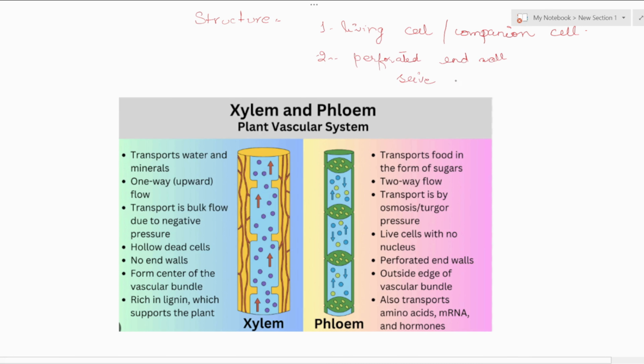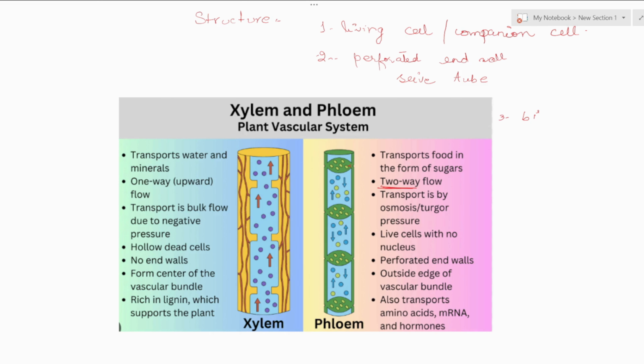Sieve tubes: perforated end walls. These are called sieve plates. Then the third thing is the direction is bidirectional. The food travels in both ways. Two-way flow. They need cells for energy because sometimes the food is carried through active transport.